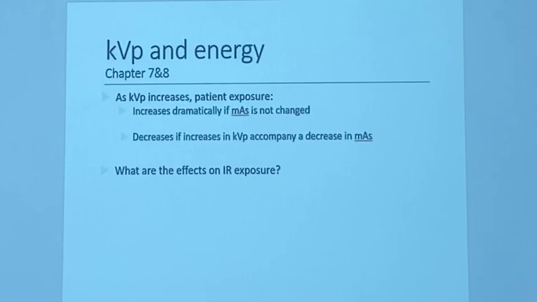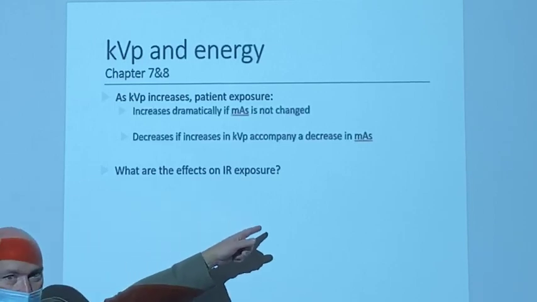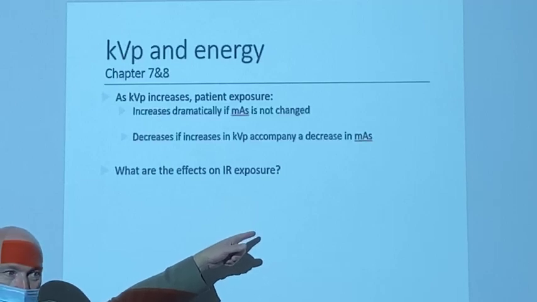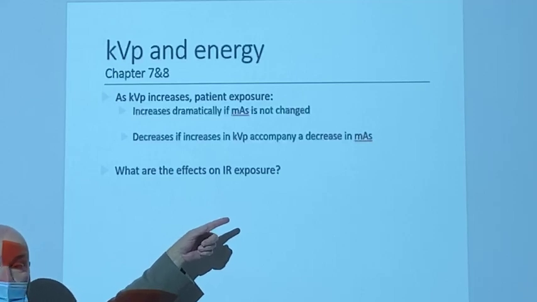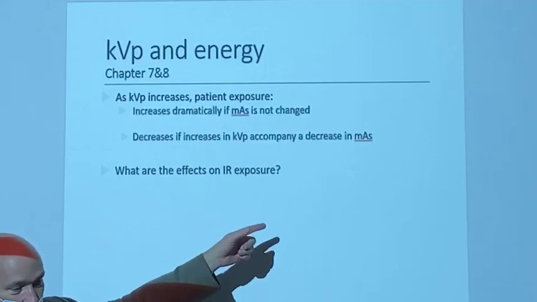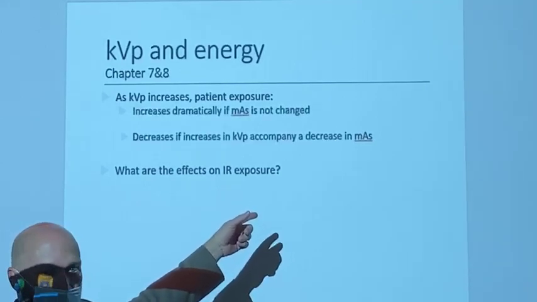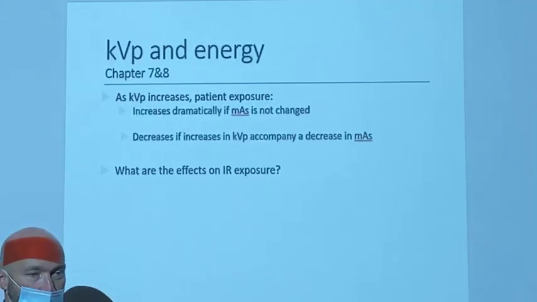We increase our KVP and that's all we do, what happens to image receptor exposure? Goes up. We increase our KVP and we reduce our mass using the 15% rule. What happens to image receptor exposure? It stays the same. Right.